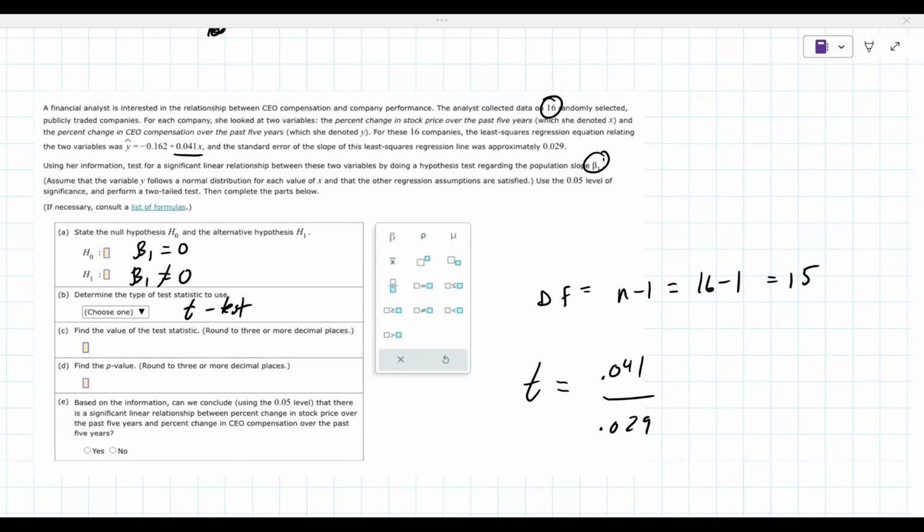1.414 is what I got. What does it say? Three or more decimal places. Yeah, 0.041. So whatever you want to go with, 1.414 would be good.